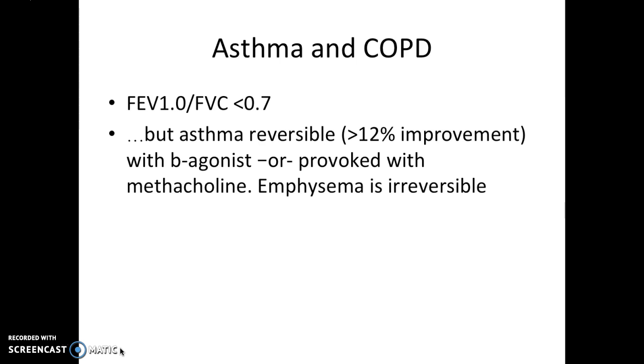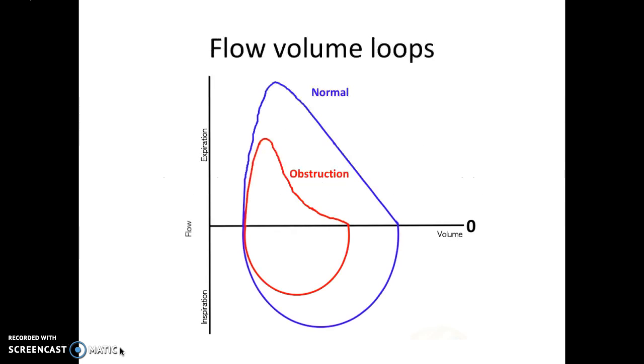But whereas COPD is this kind of static, irreversible decrement, asthma can have improvement with a beta agonist, or in a patient that doesn't look asthmatic, they can be provoked with methacholine. So one of the tools we use to assess this a little better is the flow volume loop.